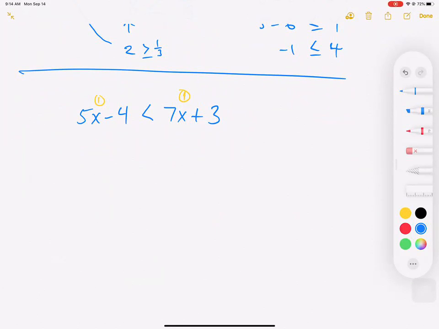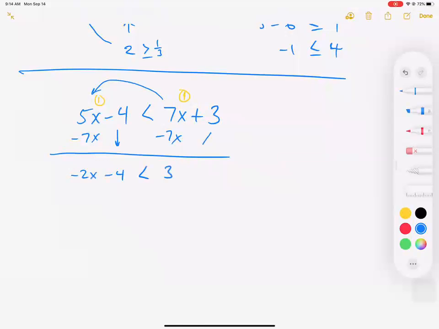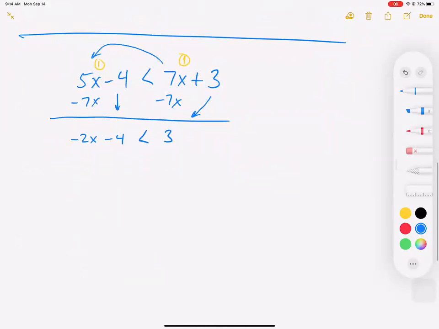So let's move this to the left. I don't think this is the best idea, but let's just try it. Minus 7x to both sides, because we want to combine like terms. Get those x's together, then this will become an easy problem again. 5 minus 7 is a negative 2x minus 4 is less than 3. The 4 hasn't changed and the 3 hasn't changed, so just rewriting it. But the 7s did change because we combined them to one side.